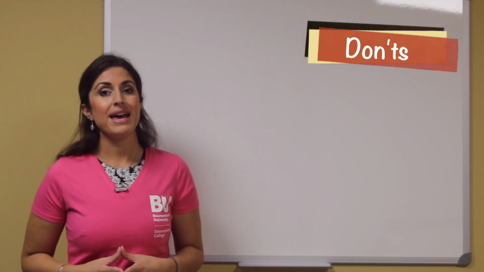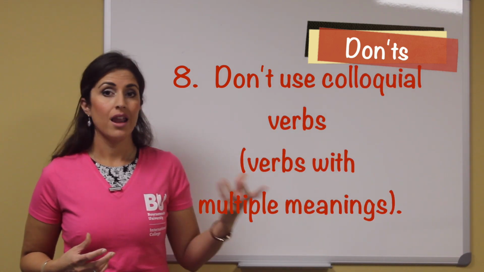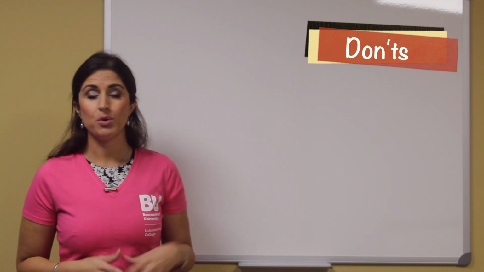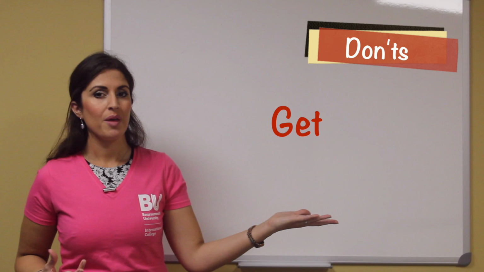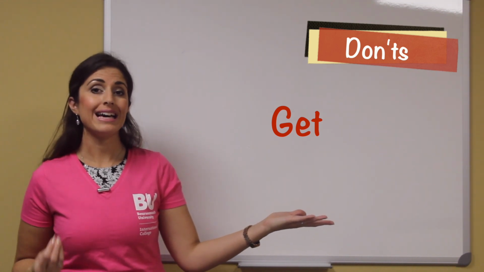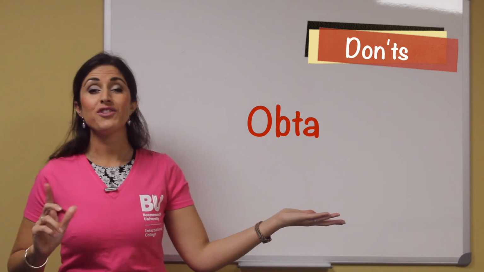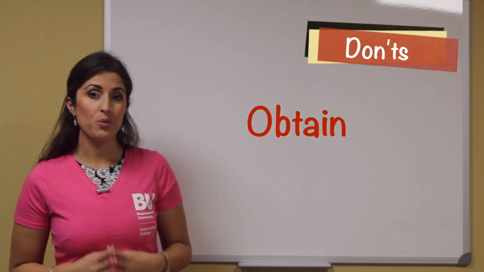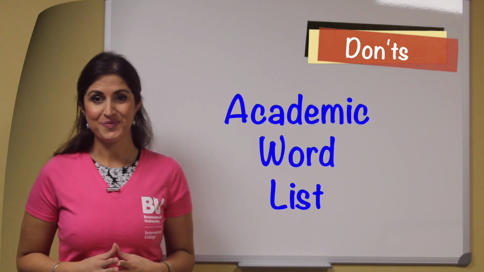Now, for many colloquial verbs that we use in English, get, like, there is an academic equivalent. For example, get is a verb that can have many different meanings, but we can use an academic equivalent like obtain. If you look at the link attached to this video, you will find some great websites where you can learn the academic word list.